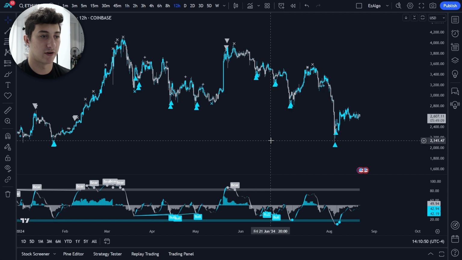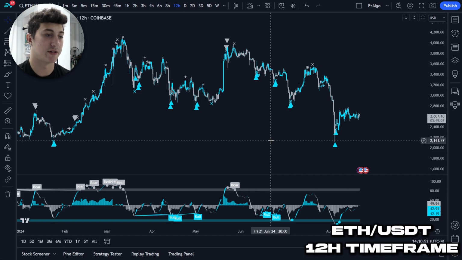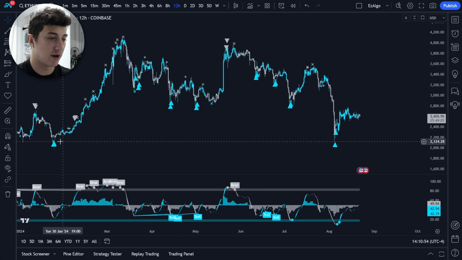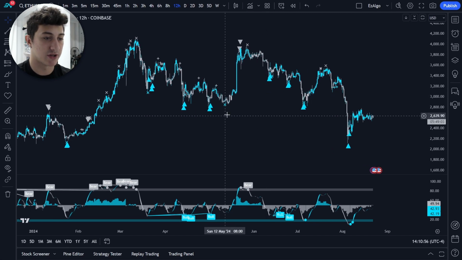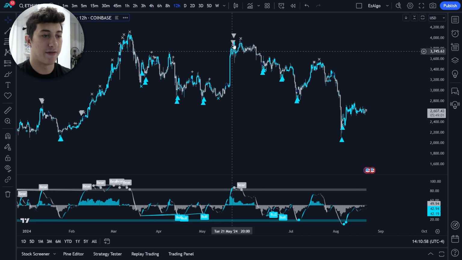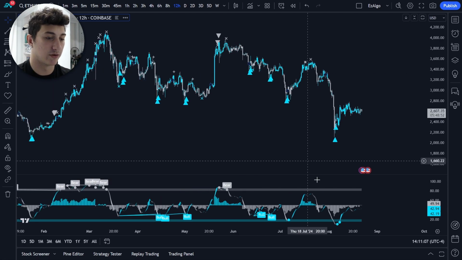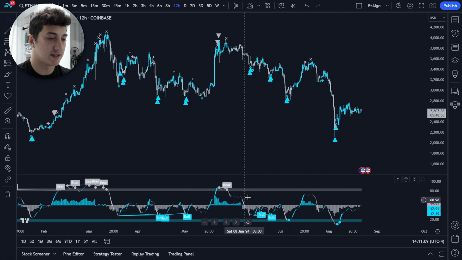You can see for yourself here on the chart. This is on ETH on a 12-hour time frame. The AI buy signals are these blue and these gray triangles. Obviously, the blue are going to be for long, and then these gray triangles are going to be the AI sell signal. So we have improved these signals, increased their accuracy, and also mitigated a lot of the false signals using confluence with the EzAlgo Oscillator down here.